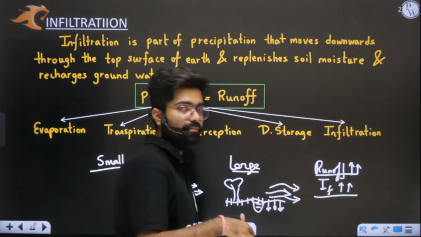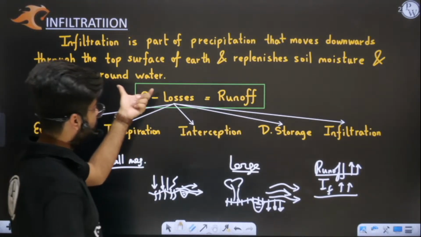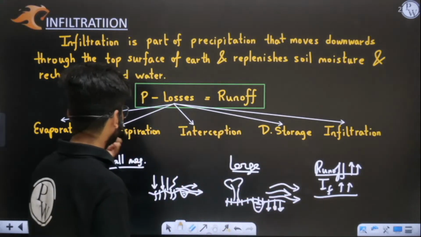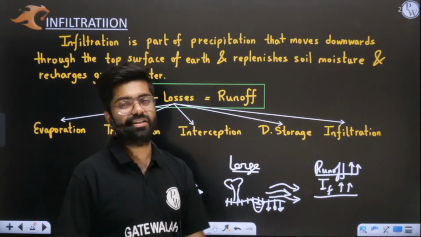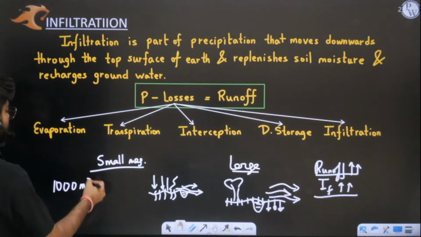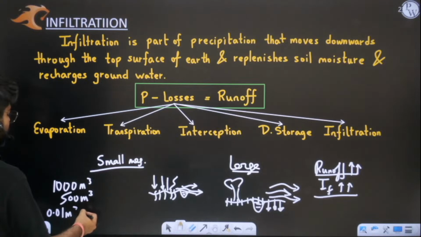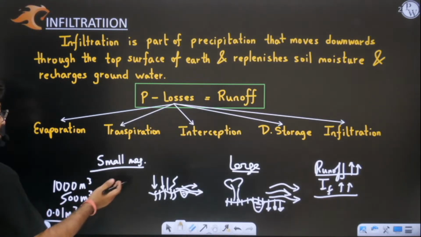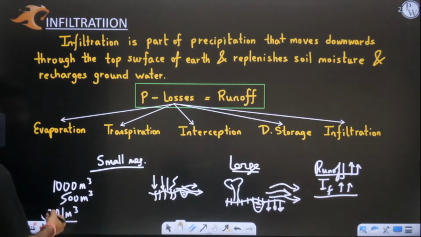And in that respect, in comparison to its high volume, you will see that evaporation, transpiration, interception, depression storages are nothing. The volumes of these losses will be almost negligible. Try to understand: let us say 1000 meter cube runoff, 500 meter cube of infiltration is there, and if this is 0.01 meter cube water, 0.01 meter cube is very, very small, but still it's huge. This much amount of water can be filled in one depression.